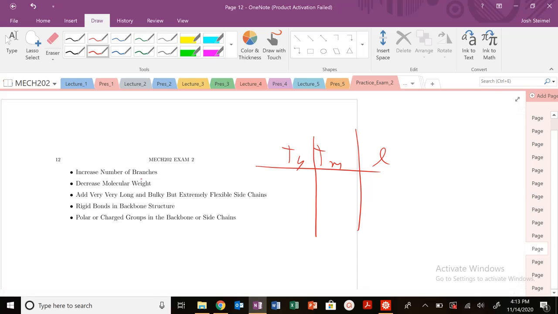my free volume essentially will increase, and that is going to make my Tg become lower and lower. More free volume available, I'm going to have to cool down even further in order to freeze that polymer in place. So my Tg is going to decrease with the number of branches.